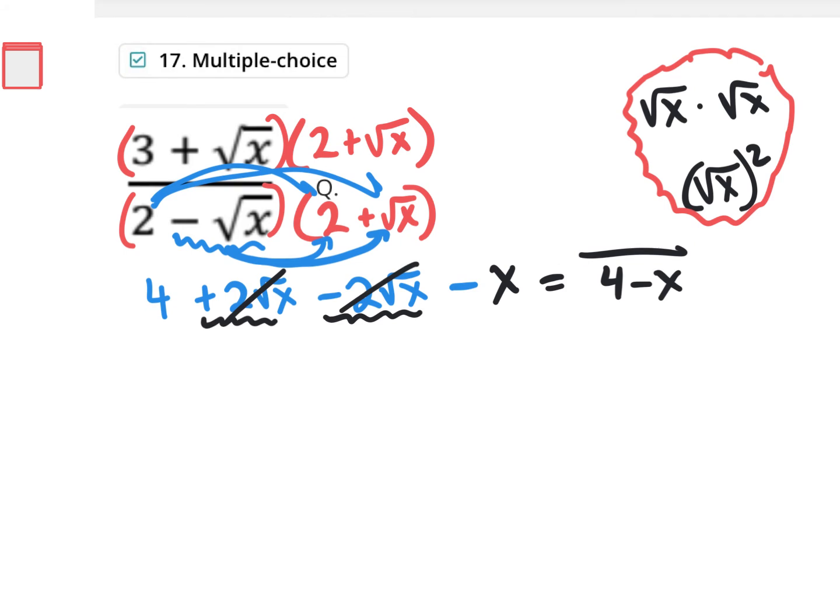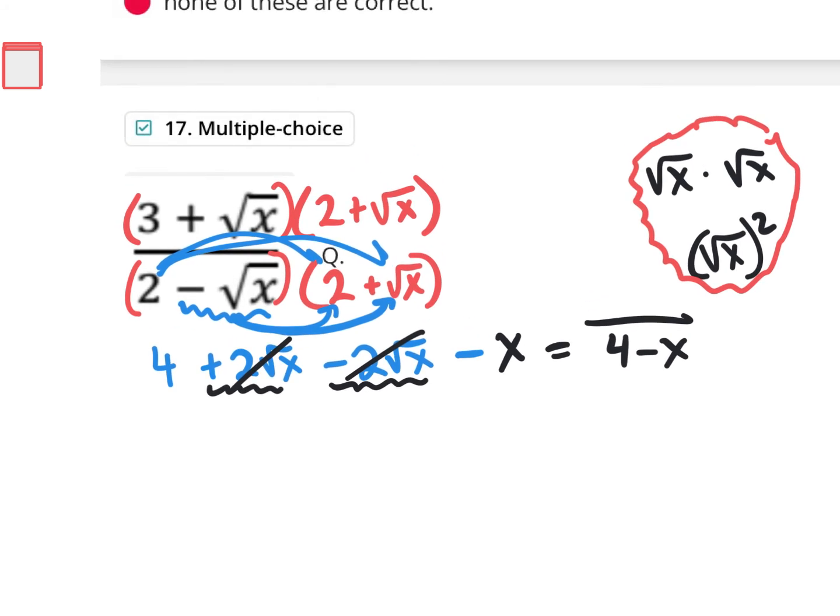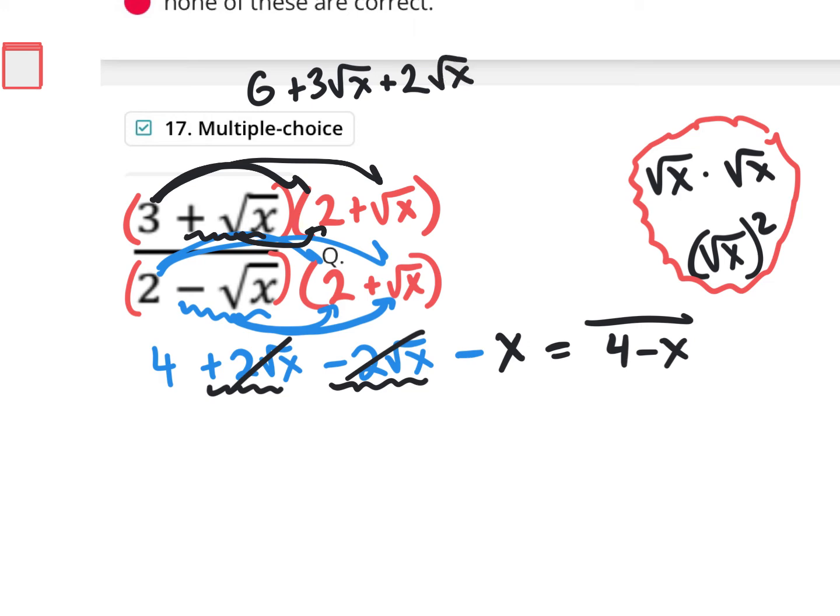The numerator, we're going to multiply. 3 times 2, that's 6. 3 times square root of x is positive 3 square root of x. Positive square root of x times 2 is positive 2 square root of x. And positive square root of x times positive square root of x is going to be a positive. And once again, the square root of x times square root of x will just be x, right? Square root of x times square root of x is really the square root of x times itself 2 times. The square and the square root eliminate themselves, leaving you just x.